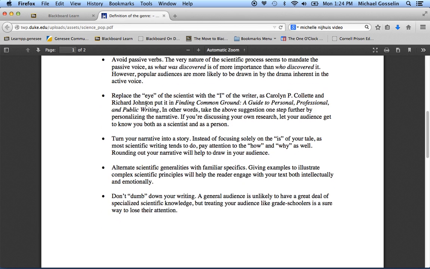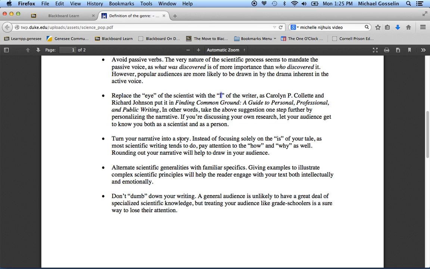Let's see. Oh, this is interesting. Replace the I of the scientist with the I of the writer. You're probably told many times in English 101 not to use the word I in an essay. I think that rule is nonsense personally, but you'll notice a lot of the writers in these articles do say I. Remember in Module 2 they didn't at all because it wasn't about them, it was about the science. Well, this is largely opposite.